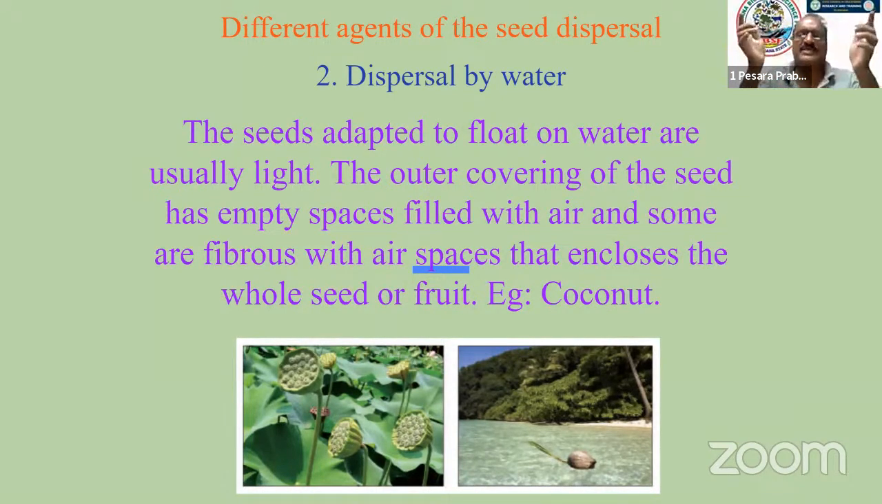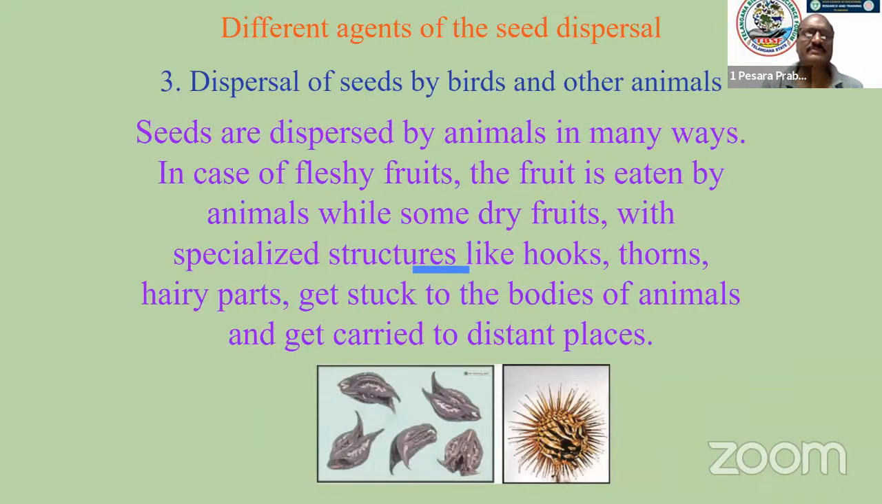Remember, imagine a coconut. The total seed is completely enclosed within a fruit cover that has fibrous or empty spaces with air. Because of these empty spaces with air, it is easily carried on the water. Not only coconuts, so many plants growing in aquatic or marine habitats have seeds that may float on the water, or may be taken away by water currents or waves.